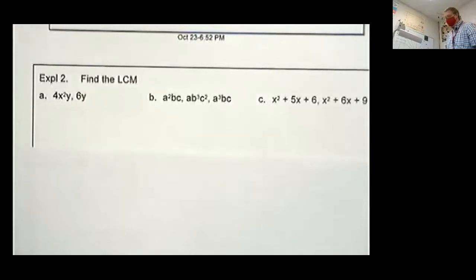First off, let's just practice finding the least common multiple. So now we're not finding the greatest common factor. We're actually finding the biggest polynomial that both will divide into. So instead of finding what they have in common, we want the maximum of the most of what they have.